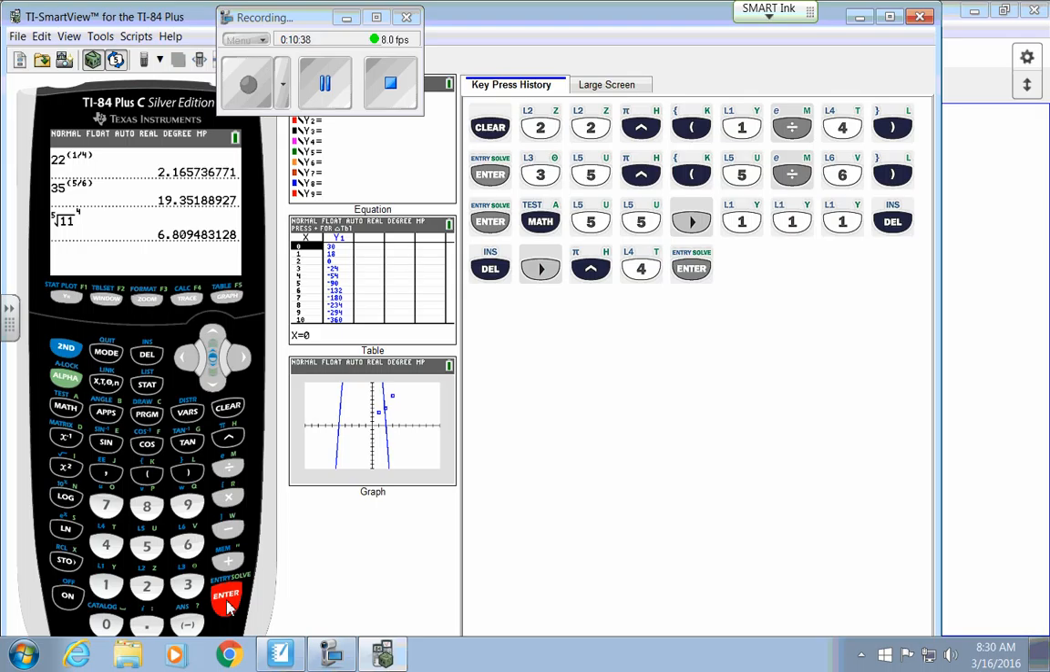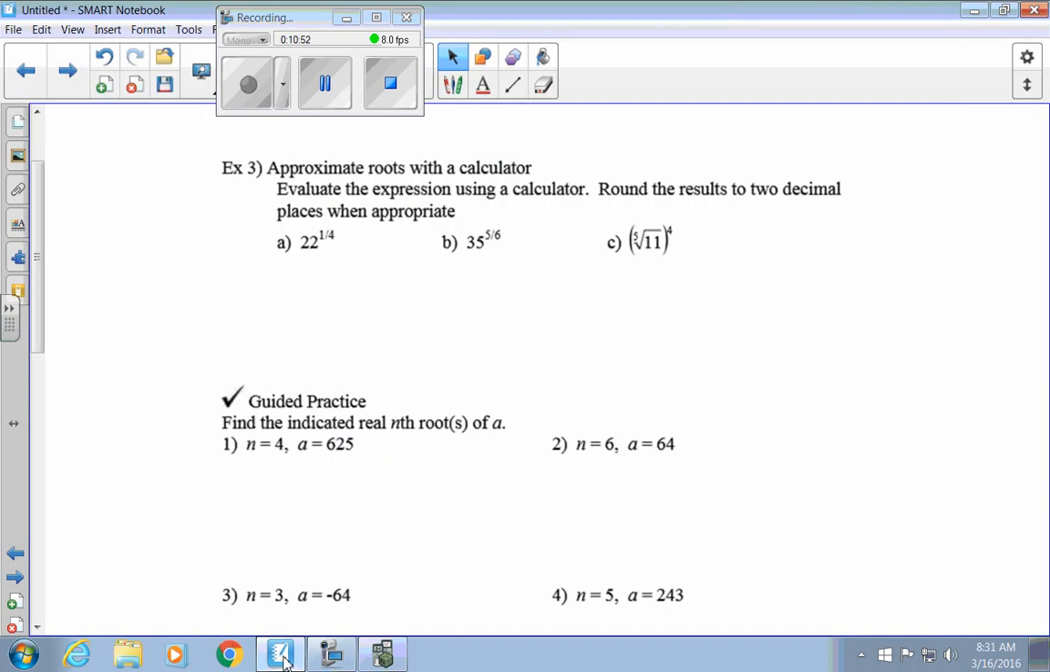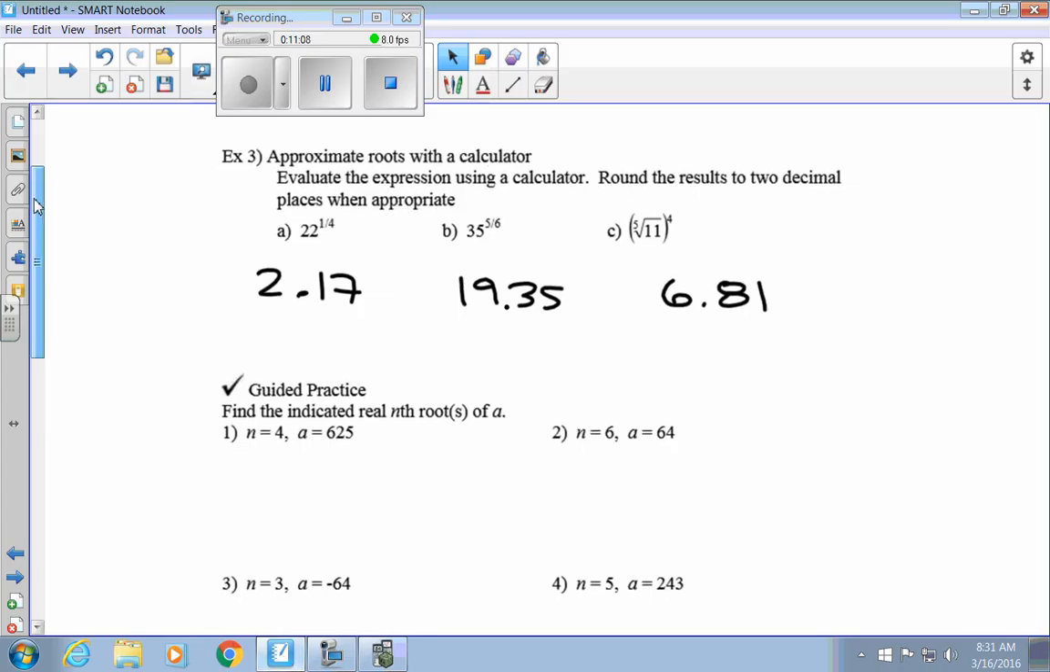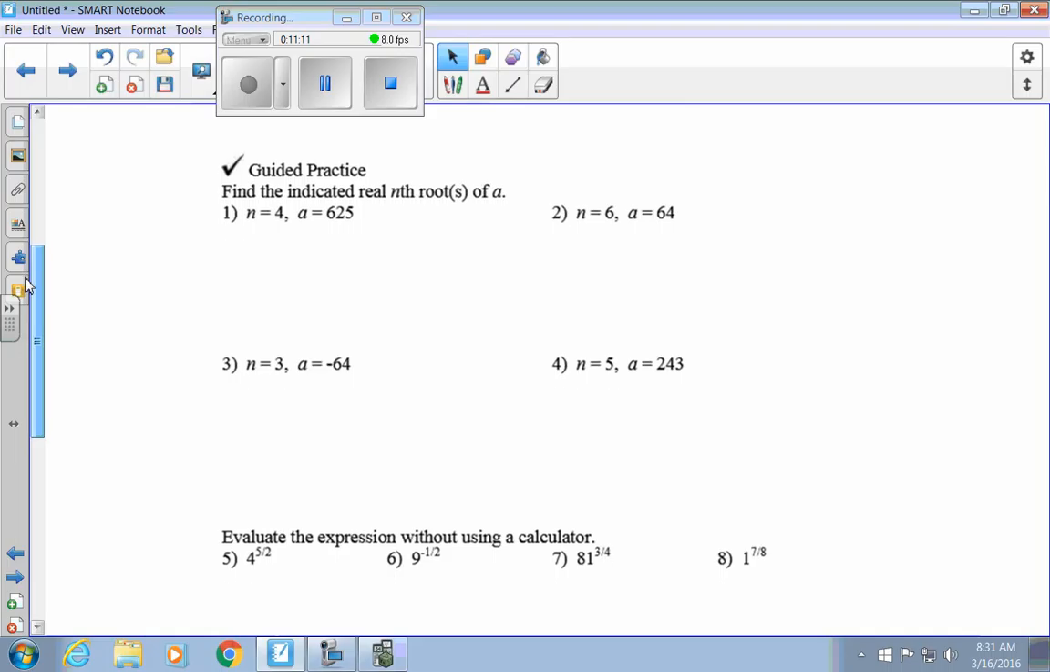Now, what you also could do is hit enter after you hit the 5th root of 11, and then raise it to the 4th power if it doesn't give you that answer. So those would be your answers for those 3. We'd have approximately 2.17, 19.35, and 6.81. So what I would like you to do is go ahead and do the guided practice questions, and there's 12 of them there, so you can zip through most of those. But go ahead and do those quickly. Pause the video until you are done with those, and then you can hit play when you're ready to move on.